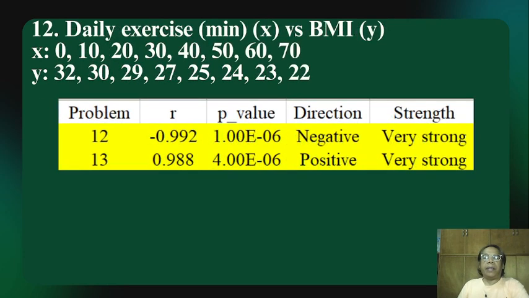Number 12, daily exercise in minutes X versus BMI Y. So those are our values of X and Y. Using Excel, R is negative 0.992. Our p-value is 1 times 10 raised to negative 6. And then the direction is negative. The strength is very strong.